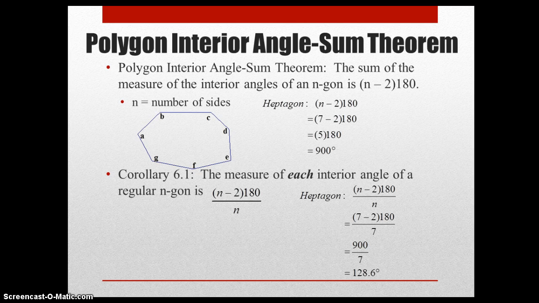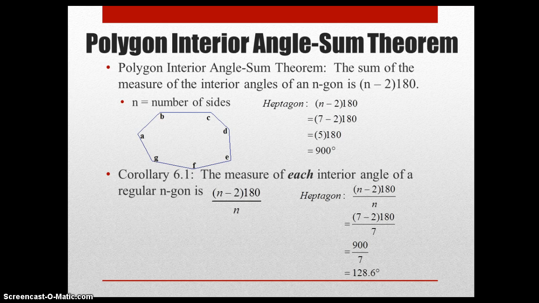If I add them all together and we look at our equation, the number of sides, which is 7, minus 2, which is 5, times 180 is 900 degrees. So if I add a plus b plus c plus d plus e plus f plus g, it's going to equal 900 degrees. Now, the corollary, based off this theorem, says that the measure of each interior angle of a regular polygon is n minus 2 times 180 divided by n, or divided by the number of sides.